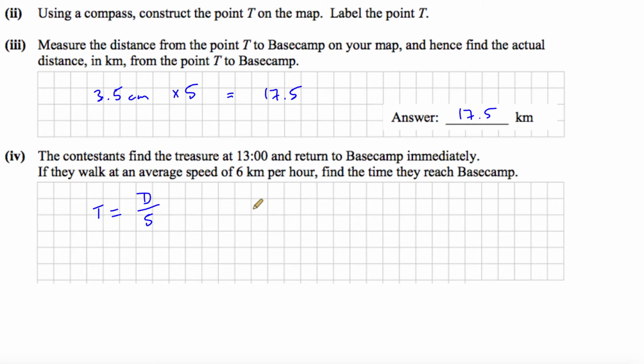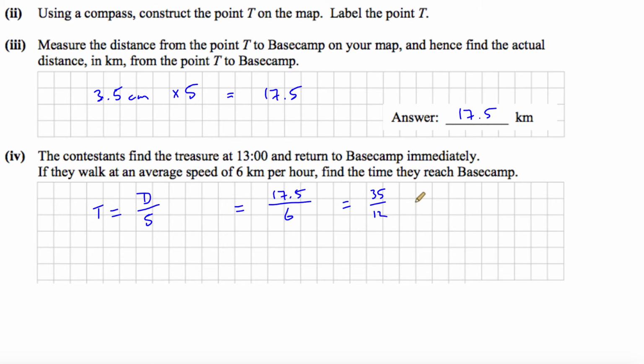So from the treasure to the base camp, the distance we just measured is 17.5 kilometers. And we're going to divide that by the speed. Now the speed is given in kilometers per hour, so the kilometers per hour matches the kilometers for the distance, so that's okay. Always check your units. So that's going to be 17.5 divided by 6. When you do this on your calculator, it gives you 35 over 12.